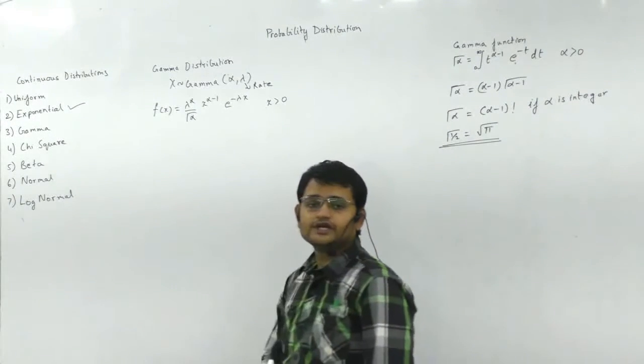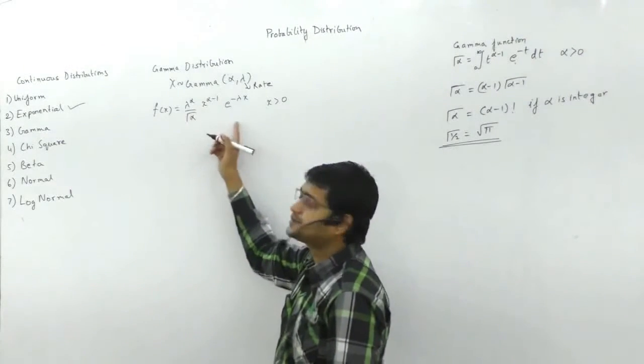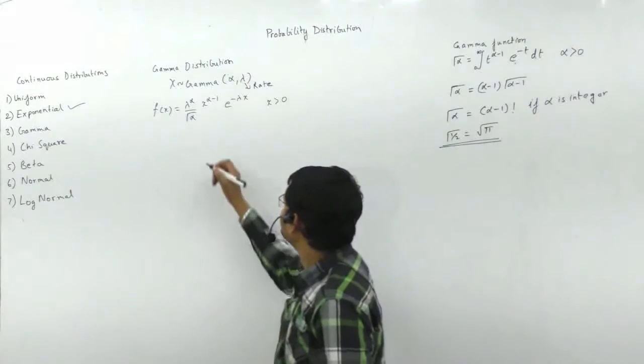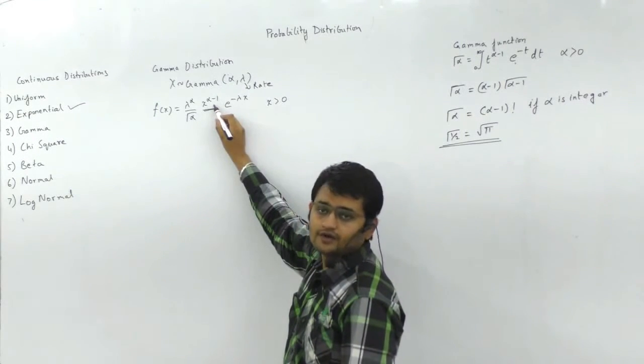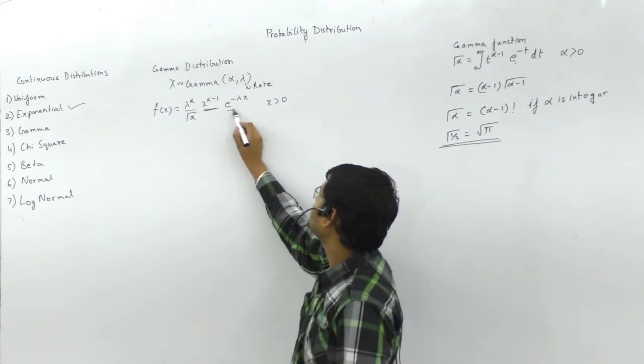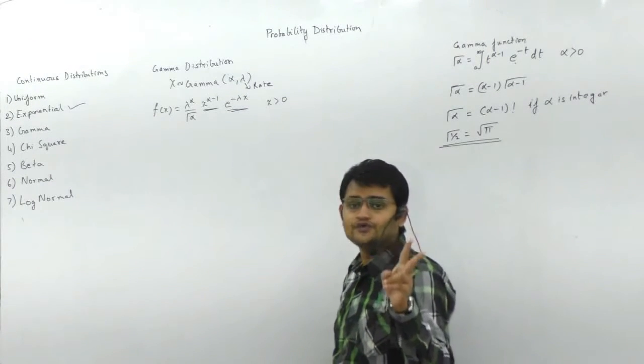Now unfortunately we cannot find capital Fx for this particular term. Why? Because we have x raised to alpha minus 1 and e raised to minus lambda x. So basically we have two functions.